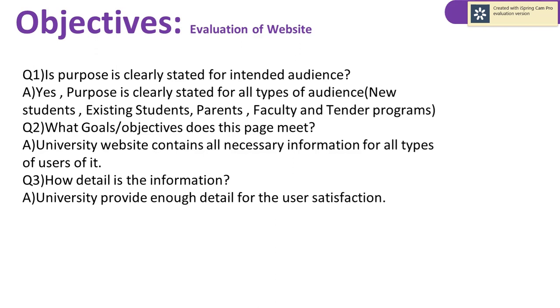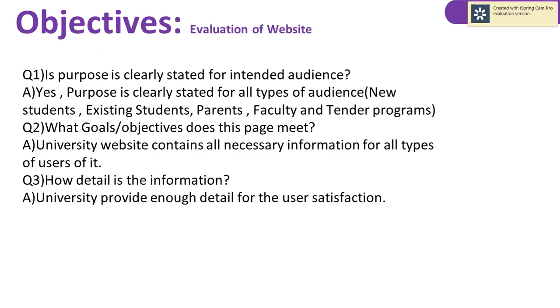As we know, in users mainly we have 5 users, which can be existing students, new awaiting students who want to take admission in the university, and we have parents in the users, we have faculty members, and the job seeking persons or tender programs. And next we have the question, what goals or objectives does this page meet?